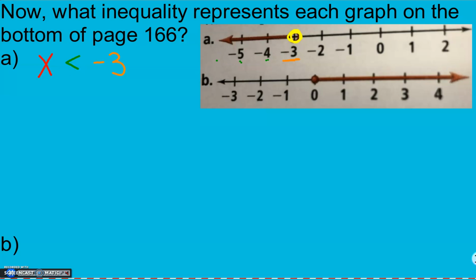In B, I have all real numbers, x. My boundary point is at 0. If I look at my graph, it is filled in at that circle, which means my inequality is equal to. And then I look at my numbers. My answers are 1, 2, 3, and 4. And in relationship to 0, 1 is greater than 0. 2 is greater than 0. 3 is greater than 0. So x is greater than or equal to 0.